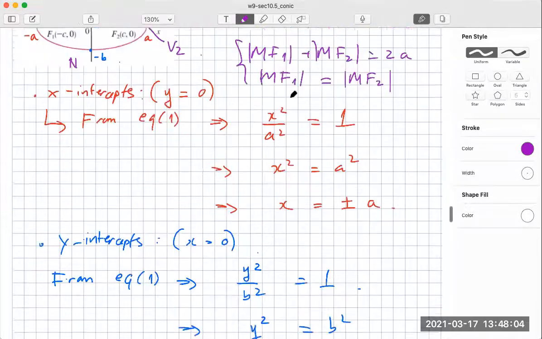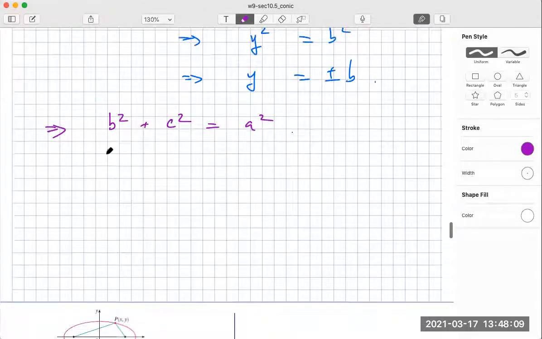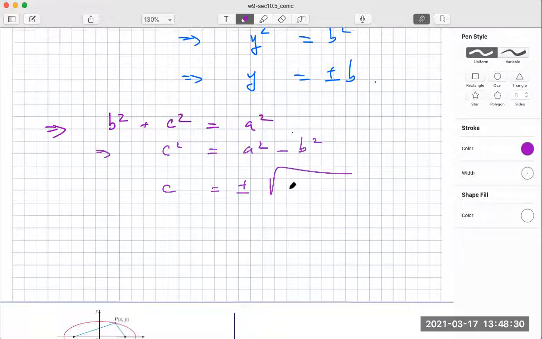If we're given the equation here, then a and b are given, so we can find c, right? c squared will be a squared minus b squared. Because we assume that a is larger than b, this is always true here. We can always find c, right? c will be plus or minus the square root of a squared minus b squared. So anyway, this is how we memorize the relation in an ellipse.